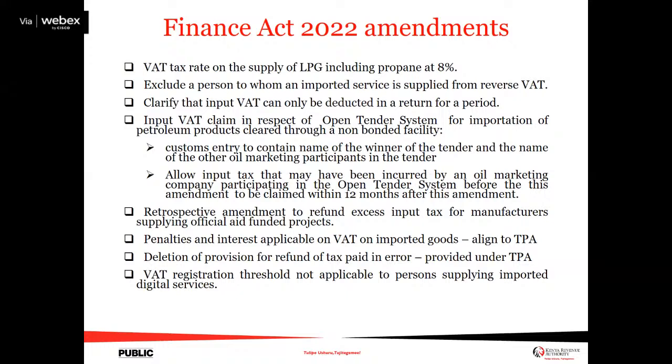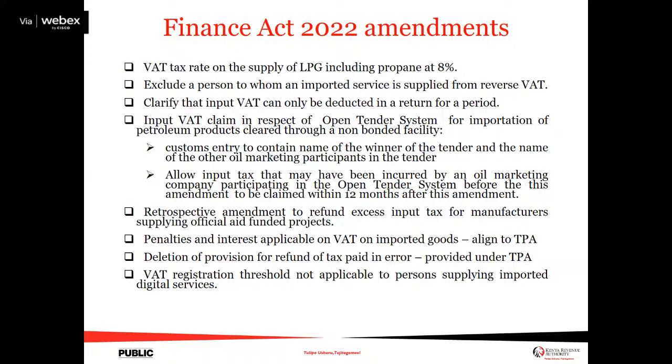So penalties and interest have been aligned to the Tax Procedure Act, and there is deletion of the provision of refunds of tax paid in error, because this is also provided under the Tax Procedure Act. Remember, we said we are guided by the 3 documents. So where we found there was a repetition, we just align so that at least there'll be unity in how all issues are addressed.